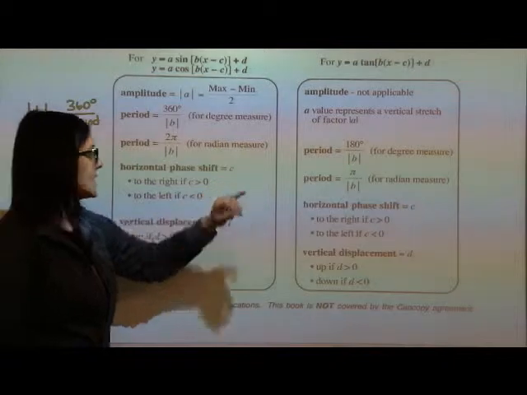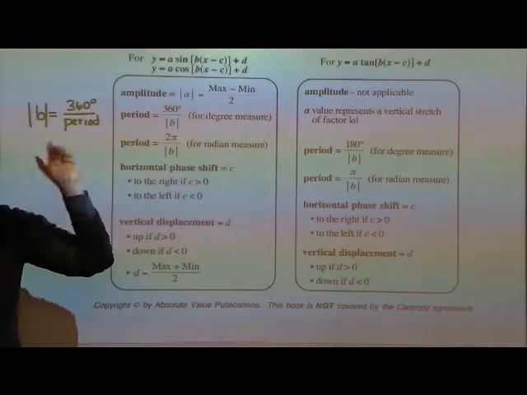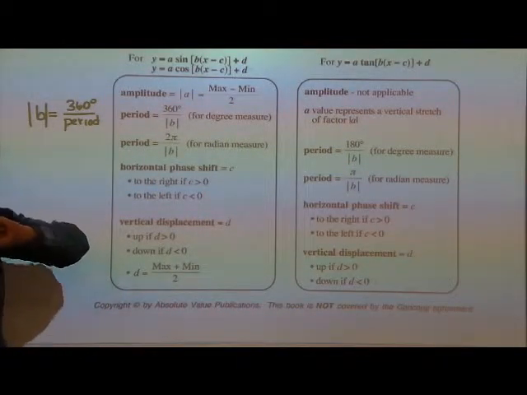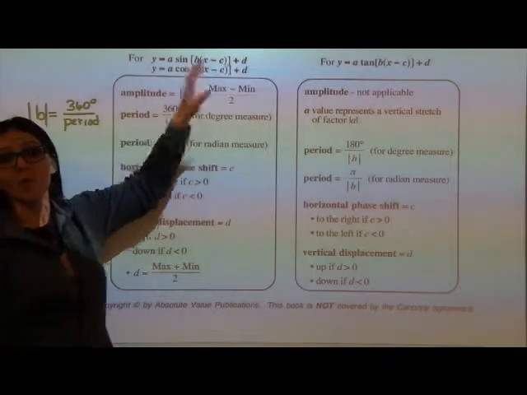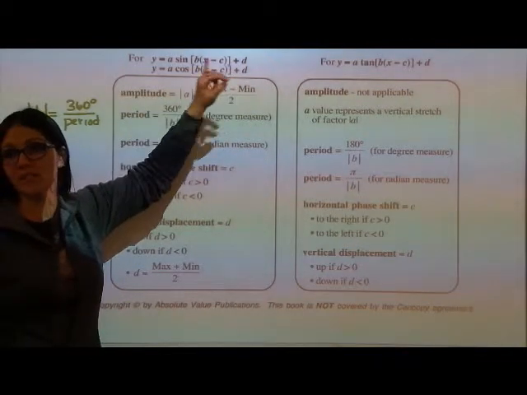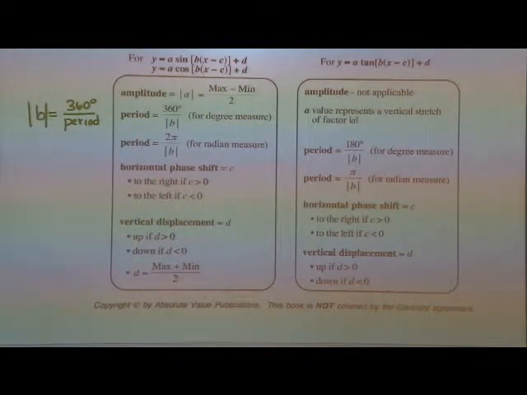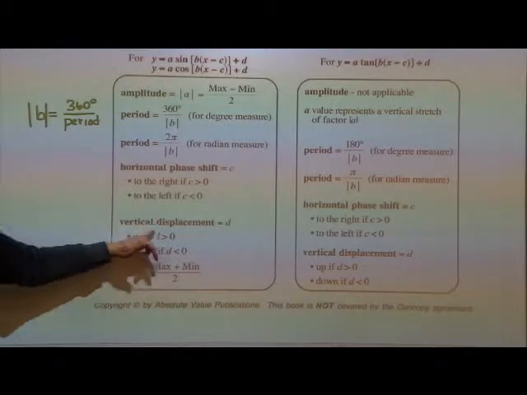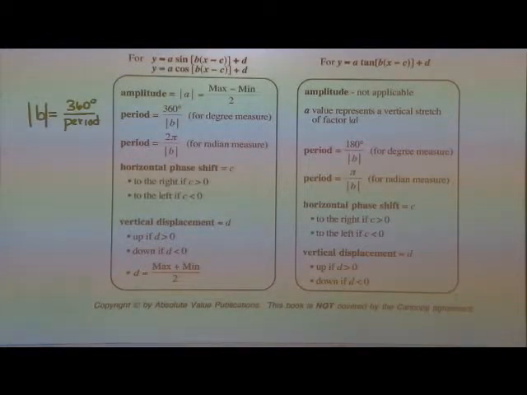Horizontal phase shift is my C value. When it's greater than 0, I go to the right. When it's less than 0, I go to the left. Remembering always that it's an X minus C replacement. So when C is negative, I get an X plus C value. And then my vertical displacement, if D is greater than 0, I go up. If D is less than 0, I go down.